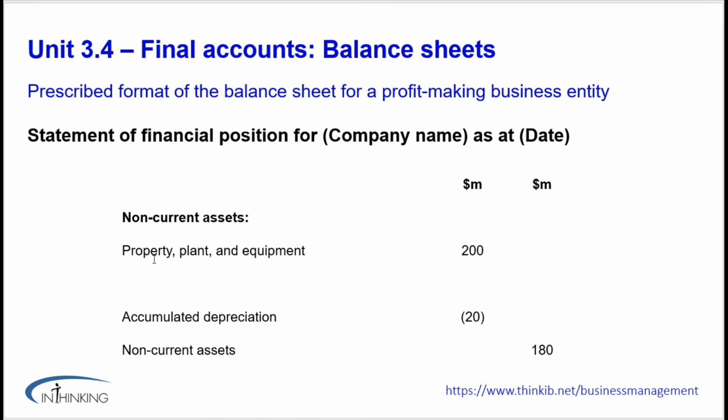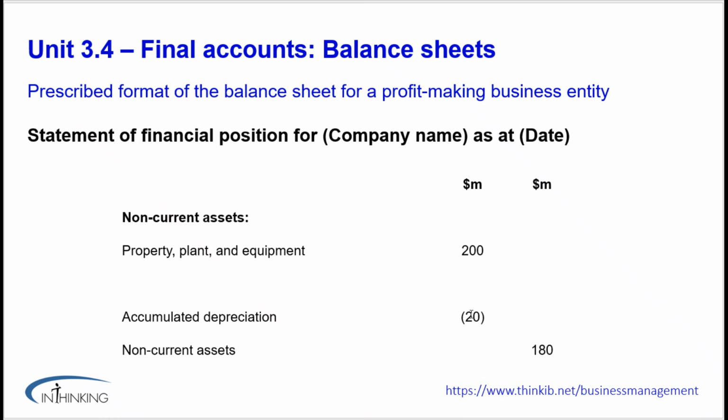So we start off by putting in non-current assets, sometimes referred to as fixed assets. So these are items of monetary value that the business owns, not intended for resale and to be used to generate revenue for the business. So in this example, the hypothetical business has $200 million worth of non-current assets.